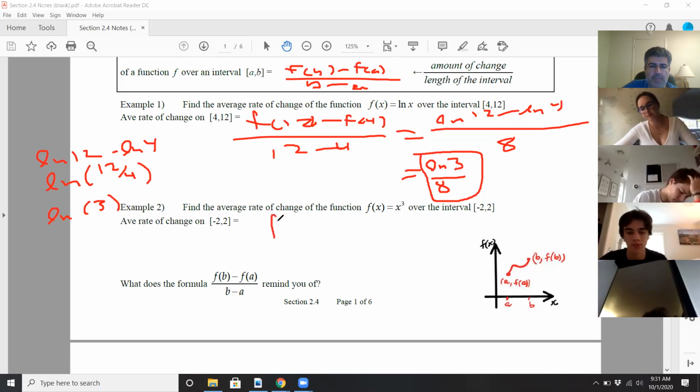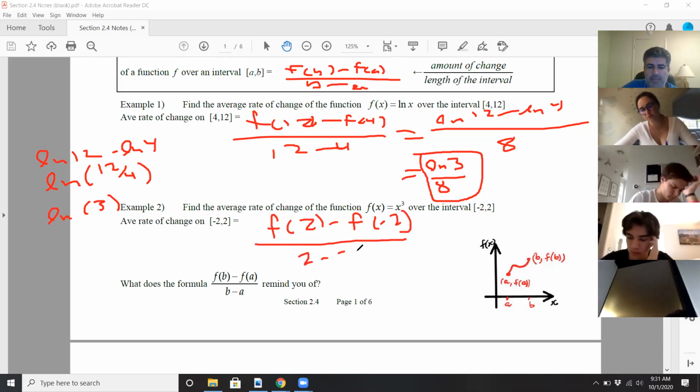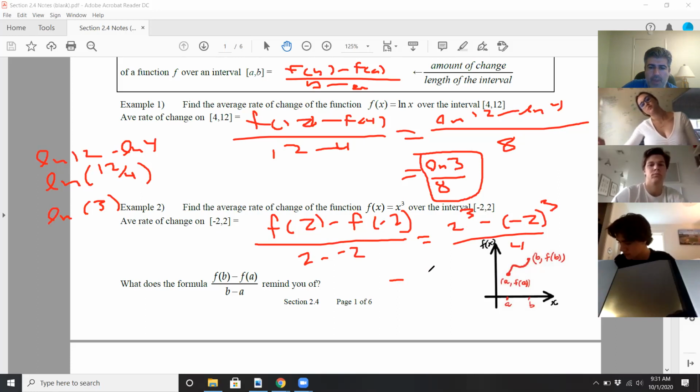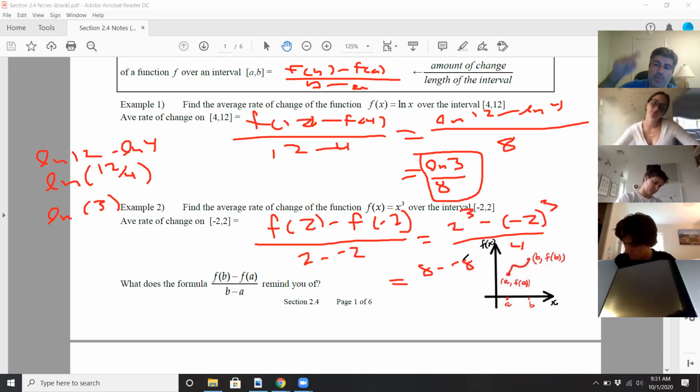So really simple, f of 2 minus f of negative 2. Now, if you got 0, you made a careless mistake. That's a common error. I'll show you how you probably got that. So f of 2 is easy, that's 2 cubed, minus negative 2 cubed. A lot of negatives going on there, so be careful. 2 minus negative 2, of course, is 4. You have 8 minus negative 8, right? Because negative 2 cubed, negative 2, negative 2, negative 2, that's negative 8. But there's another minus, so minus negative 8 is plus 8.